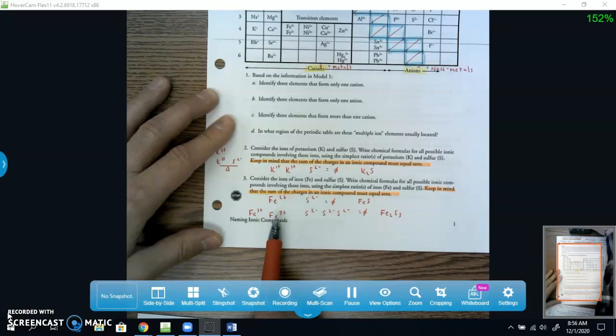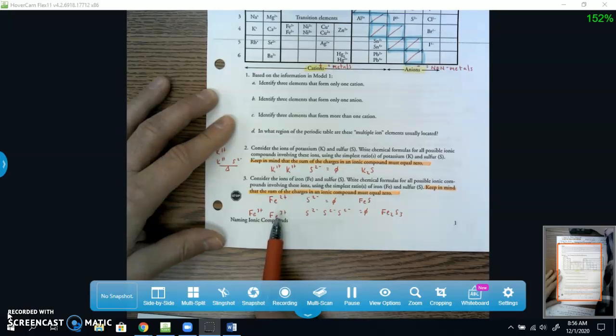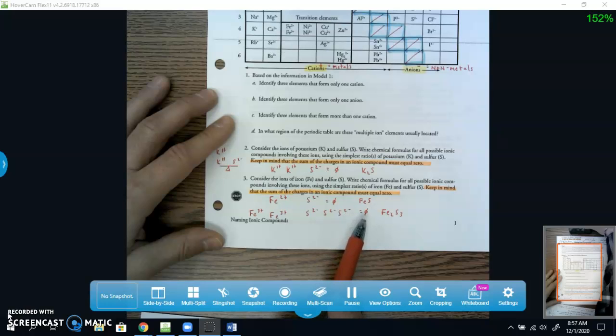Or we can have different ratios because iron can also take a +3 charge. So here you've got to think about the LCM, the least common multiple. The LCM between 3 and 2 is 6, so we're going to need 2 iron ions, each in the +3 state, to balance out with 3 sulfide ions, each in the -2 state, so that the sum of those charges equals 0. So see how there is a 2-to-3 ratio of iron to sulfur.